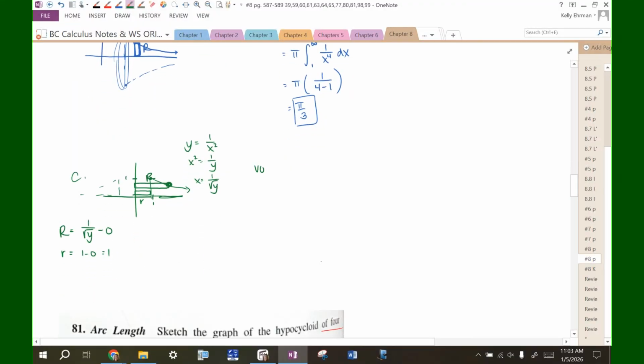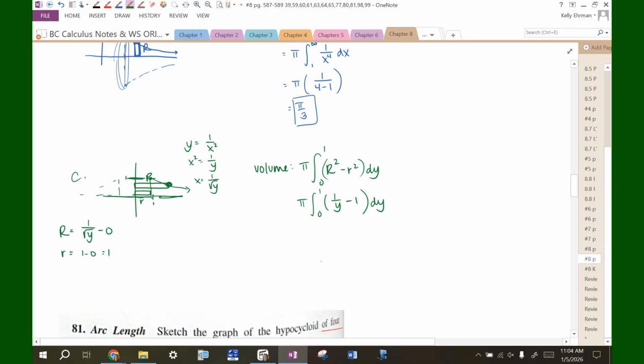And the volume using the washer method is pi times the integral from the y values, 0 to 1, of big R squared minus little r squared dy. So let me write out what that is. If I square 1 over square root of y, I get 1 over y. If I square 1, I get minus 1 dy. I can integrate this, right? Oh wait, sorry, I can't integrate until I do my fun little limit stuff.